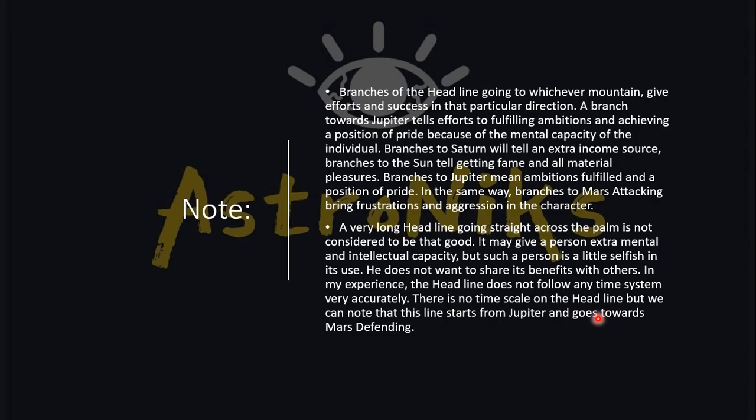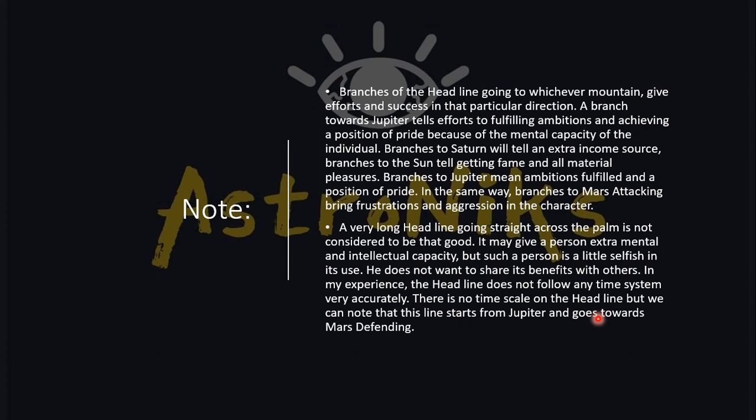Okay, another thing to note: a branch of the headline, going to whichever position or mountain, gives effort and success in that particular direction. A branch toward Jupiter tells of effort in fulfilling ambitions and achieving a position of pride because of the mental capacity of the individual. Branches to the sun tell of an extra income source, getting fame and material pleasure. A branch to Jupiter means ambition fulfilling and position of pride. In the same way, Mars attacking brings frustration and aggression in the character.